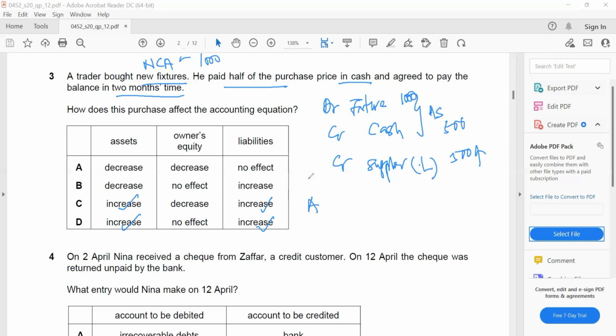So now come to the equity. Equity is the capital, which is assets minus liabilities. Since here is 500, here also 500, you get 0. There is no effect on it. Okay, now next move on.